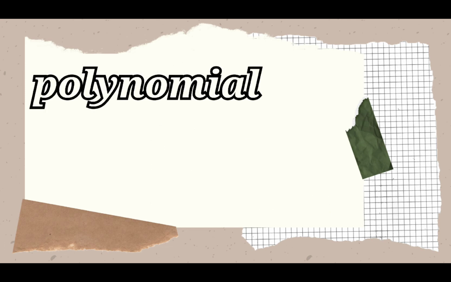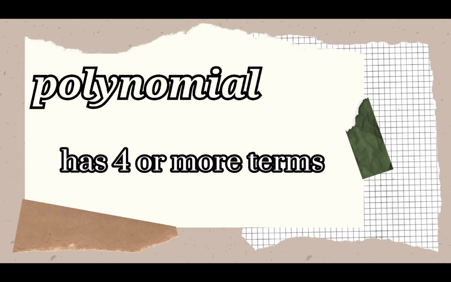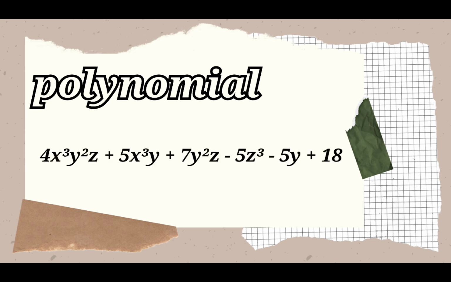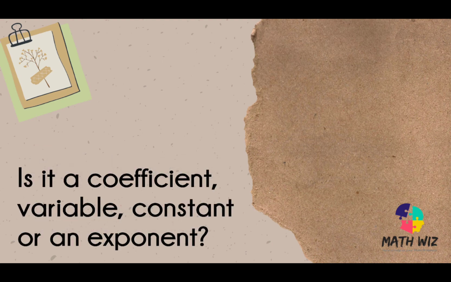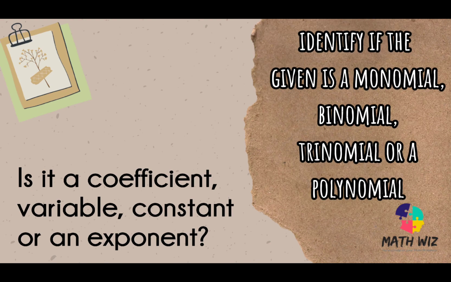The last type is polynomial. It has 4 or more terms. Here is an example of a polynomial. Now, let us try these exercises for you to remember those terms. You will just say if it is a coefficient, a variable, constant, or an exponent. You will also identify whether the given is a monomial, binomial, trinomial, or a polynomial.